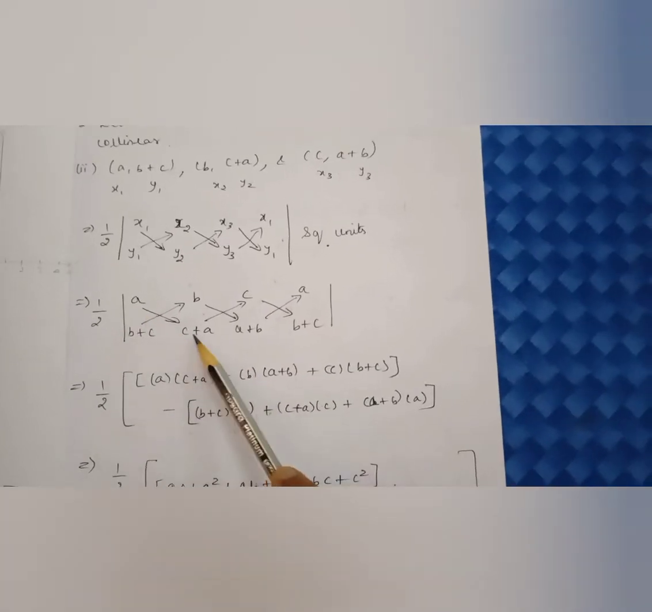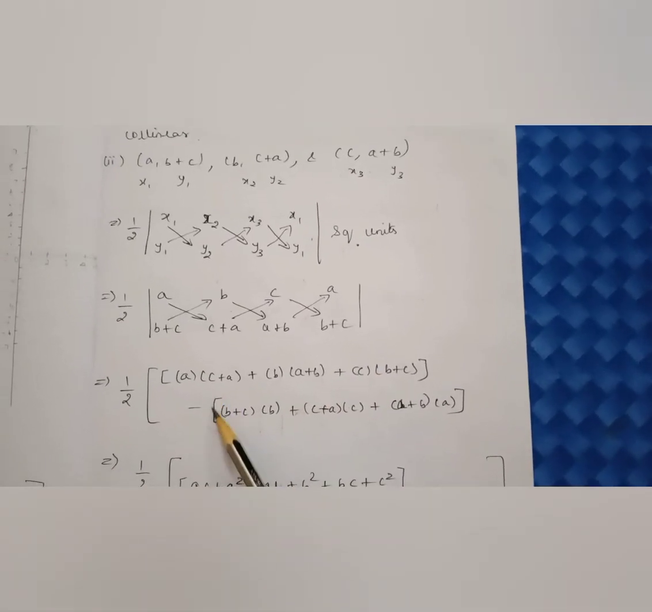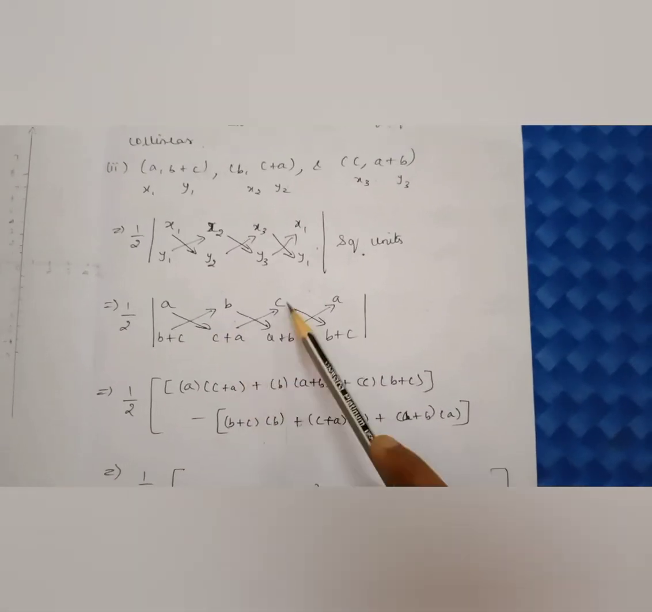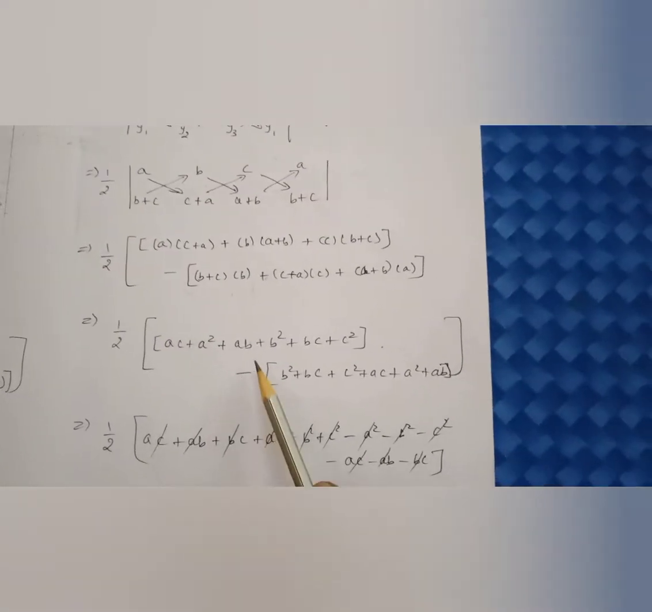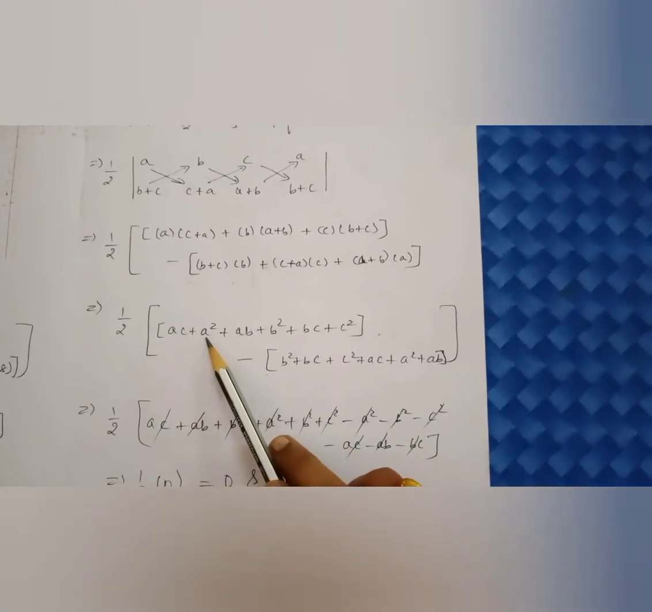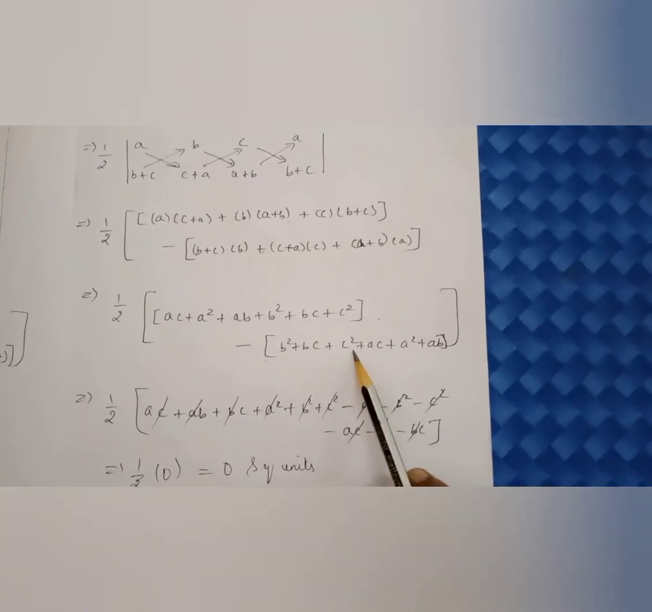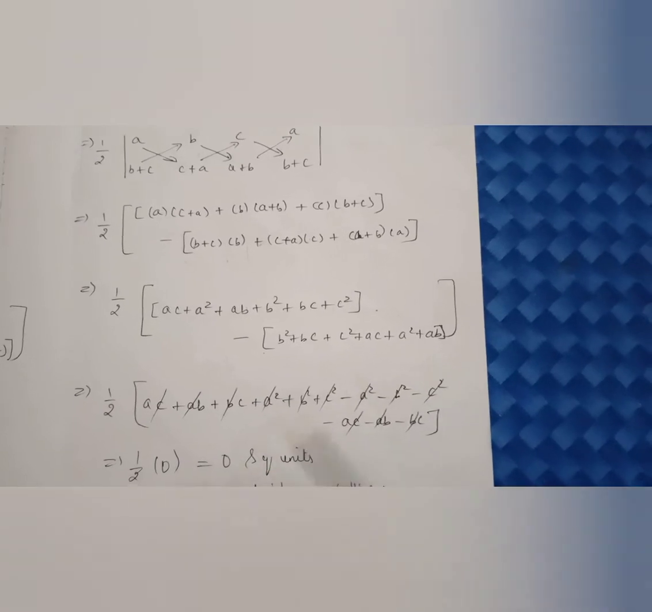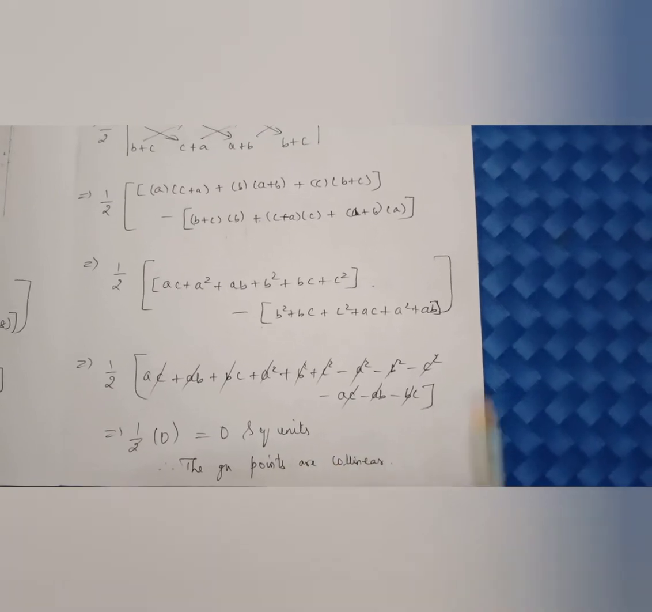Now multiply A into C plus A, plus B into A plus B, plus C into B plus C, minus of, get the square bracket, B plus C into B, C plus A into C, A plus B into A. Then I will multiply everything. After taking the minus sign inside the second bracket, I am getting everything cancelled. Here I am getting AC plus A square plus AB plus B square plus BC plus C square, and here it is minus of B square plus BC plus C square plus AC plus A square plus AB. So everything gets cancelled, and the area becomes 0, which means the points are collinear. Therefore the given points are collinear. So this is how we have to do the sum.